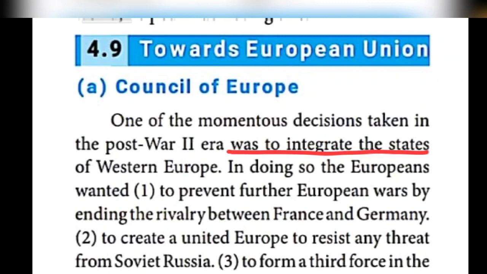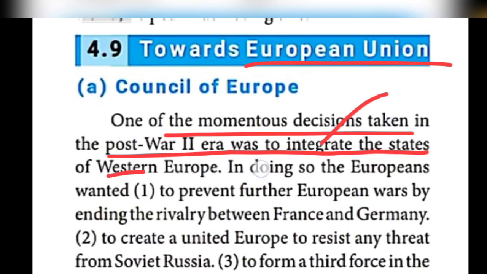Which countries have to join? Western European countries have to join against the United States of America and against Russia. Those European countries had a treaty and an organization, which is called the European Union. Here it is given, children, one of the momentous decisions taken in the post-war era, that is, after the completion of the Second World War, was to integrate, to join, to unite the states of Western Europe.